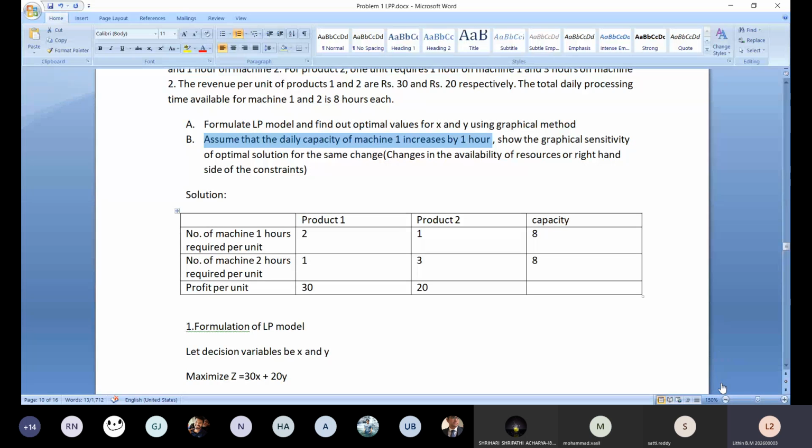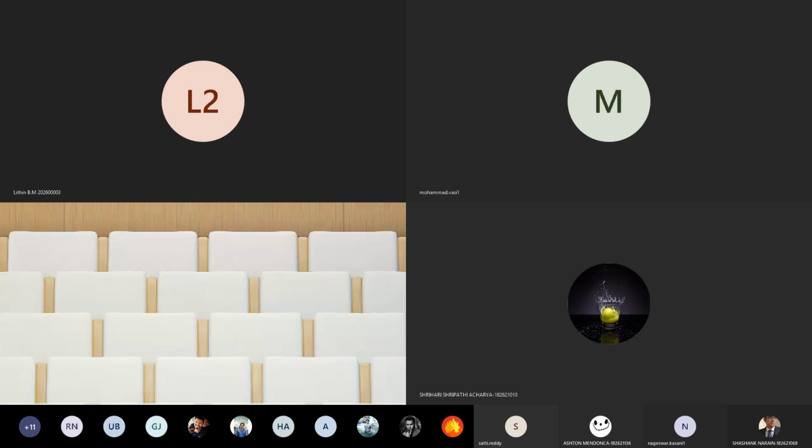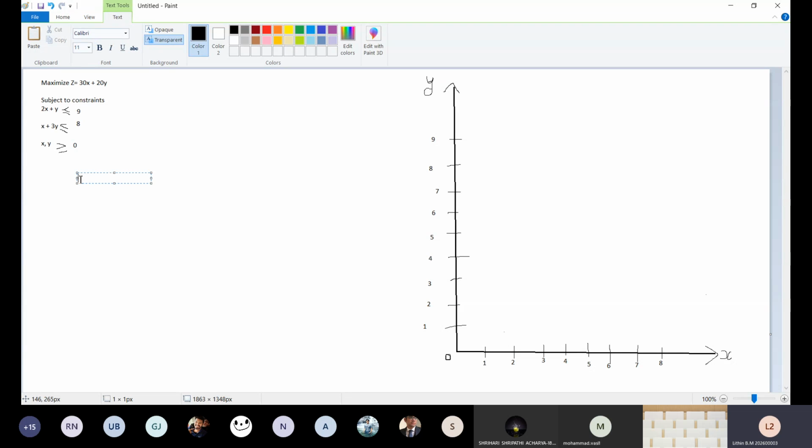Okay, now give me some time. Let me get the corner points for the second question, corner points for the first constraint.